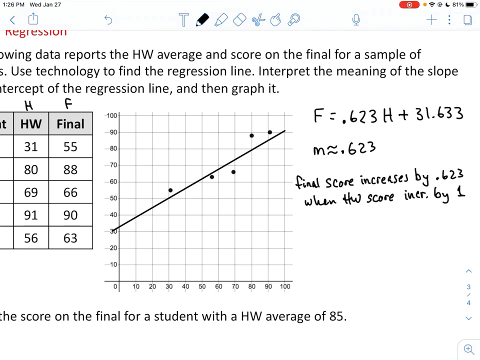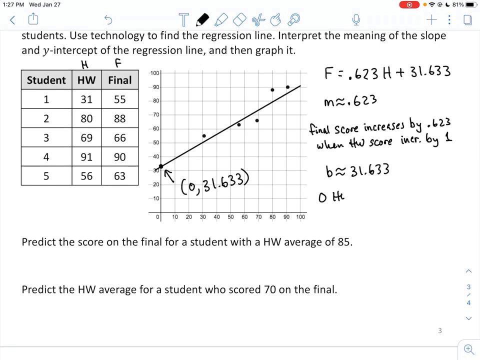Now the y-intercept is the b, and the b was approximately 31.633. So let's write down the coordinates of that intercept. It'd be (0, 31.633). This is the score that this model predicts you would get on the final if you did no homework at all. 0 on the homework would imply that you expect a 31.633 on the final.